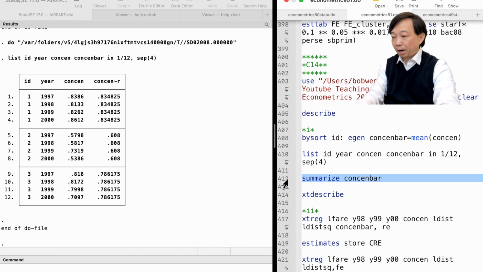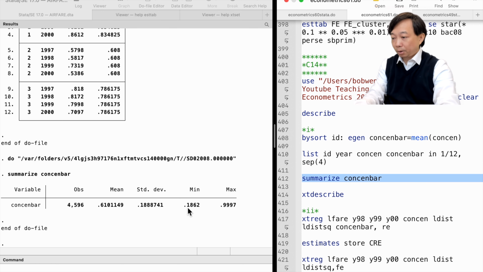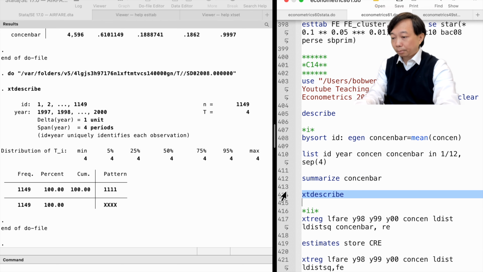Using the summarize command, we find the smallest is 0.1862 and the largest is 0.9997. There were 1,149 routes in the sample, so there were 1,149 different values of the concentration bar variable.